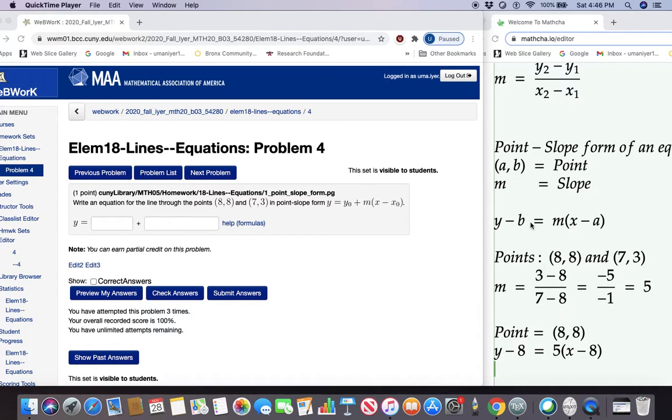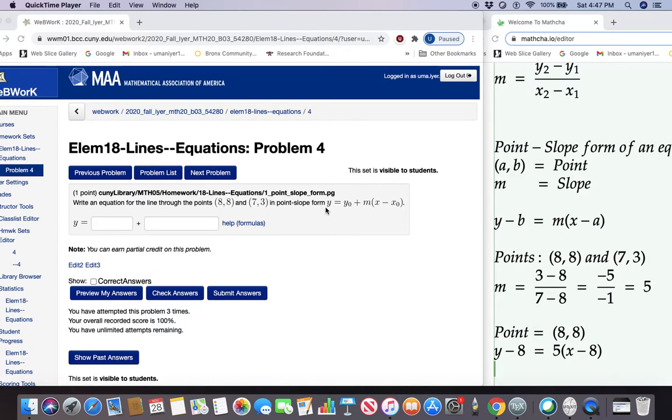So the point slope form of an equation of the line, right? y minus y coordinate is slope times x minus x coordinate. You could use either one of these. I have chosen the point 8, 8. y minus y coordinate equals slope times x minus x coordinate of your chosen point.